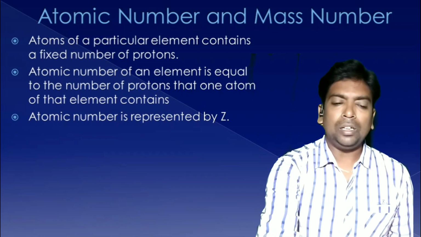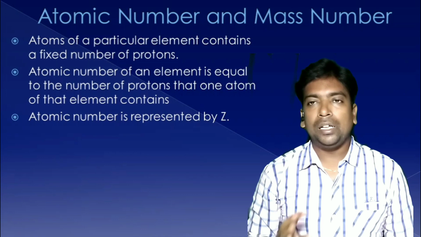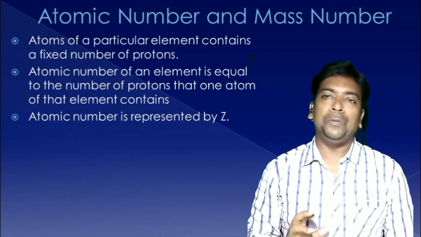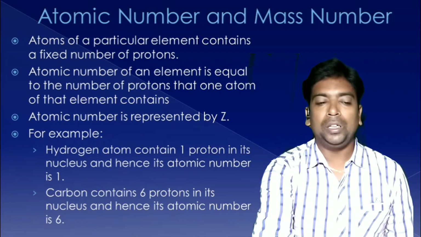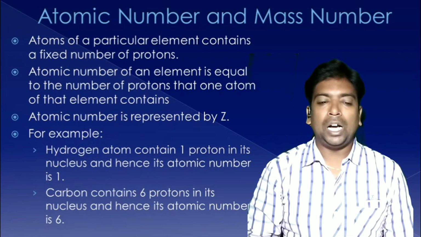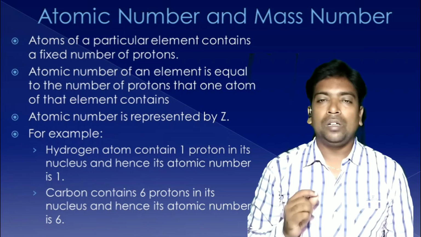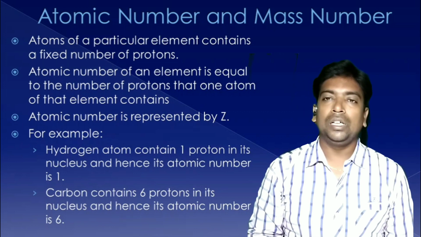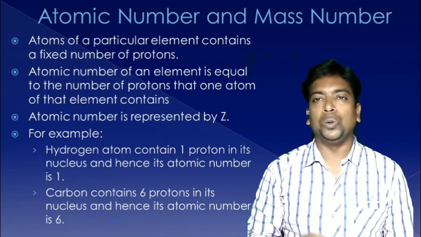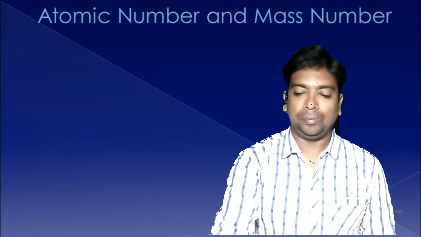Clear? Now let us proceed. This atomic number is represented by the English alphabet capital Z. Capital Z represents atomic number. For example, you can see a hydrogen atom contains one proton. So we can say the atomic number of hydrogen is 1. Similarly, you can see carbon contains 6 protons, and thus the atomic number of carbon will be 6.